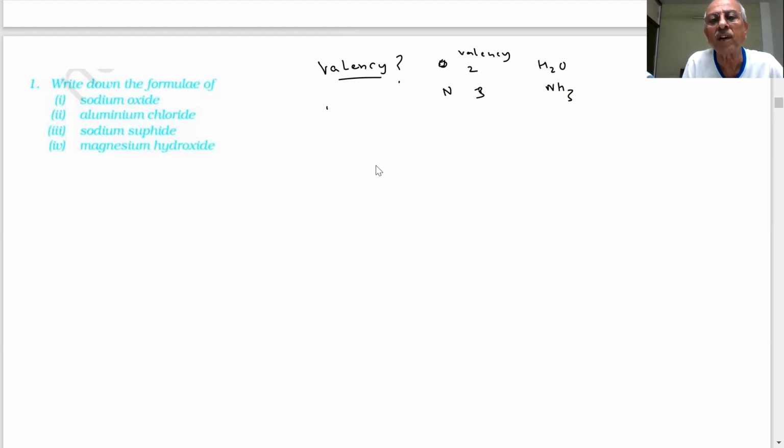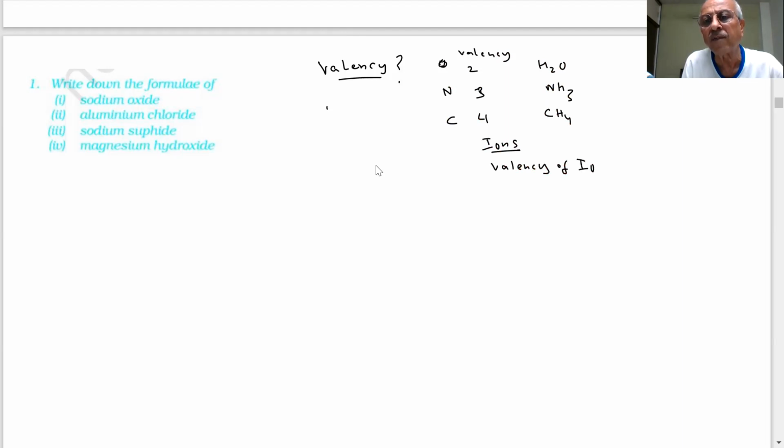Then I asked what is the valency of carbon? We are saying the valency of carbon is 4. It forms CH4, so this is the combining capacity of the element. But for ions, students, when I came to ions, what is the valency of an ion?